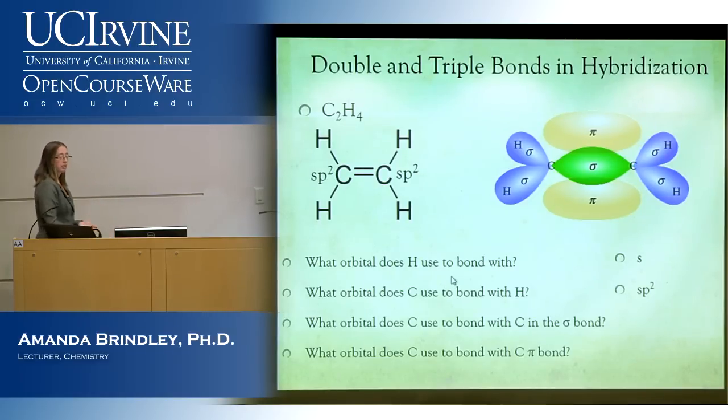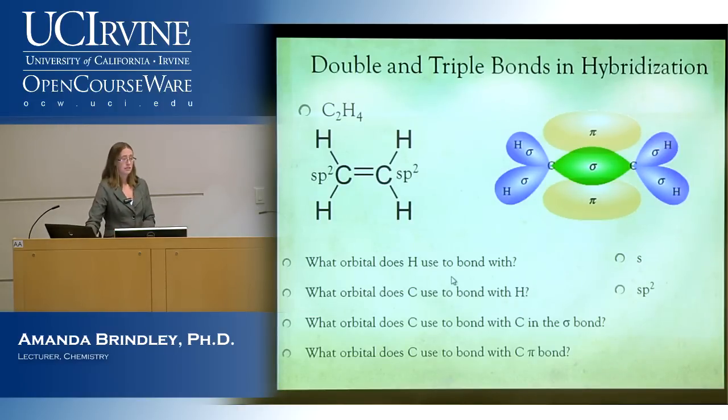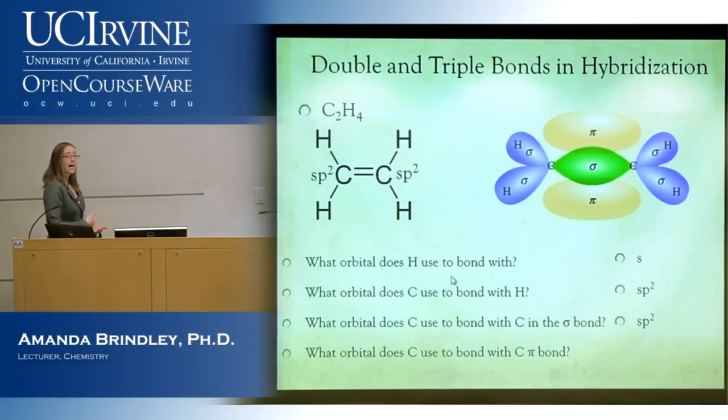Now, what does carbon use to bond with the carbon in the sigma bond? Good, sp2. It uses that hybrid orbital. We made the hybrid orbitals based on how many things were bonded to it, and then lone pairs as well, not that we have to deal with it here. So that's what we're going to use to bond. Now, what does carbon use to bond with the carbon in the pi bond? P orbital. Good. So this is a perfect example of how I like to ask these sorts of questions.